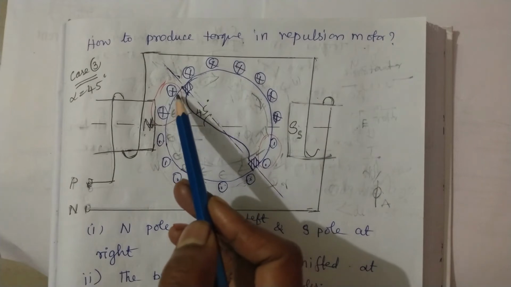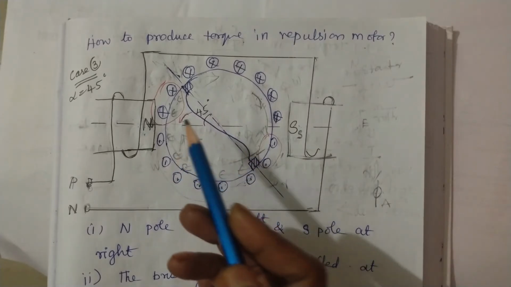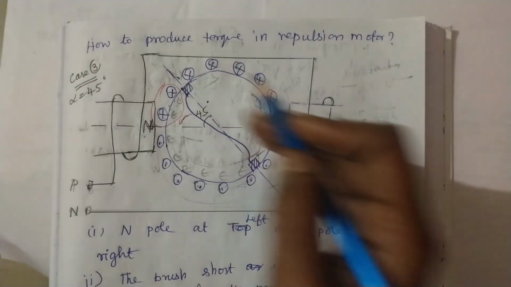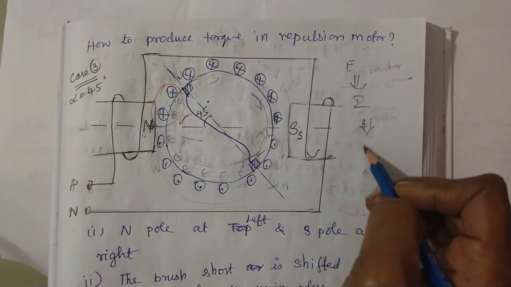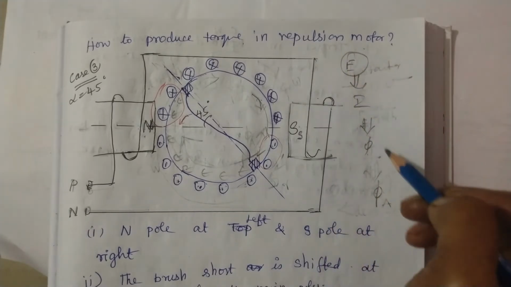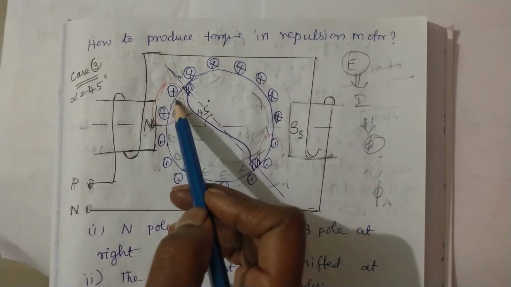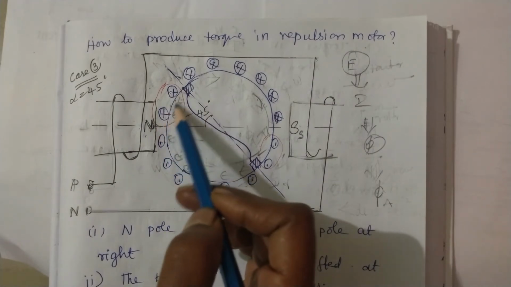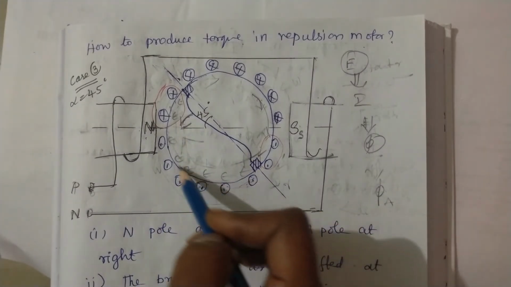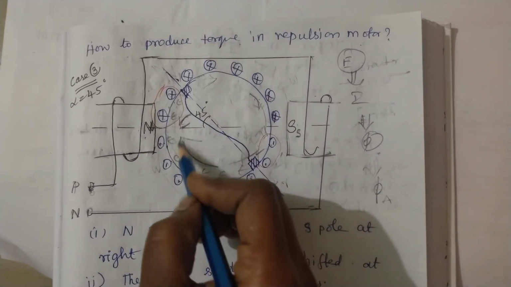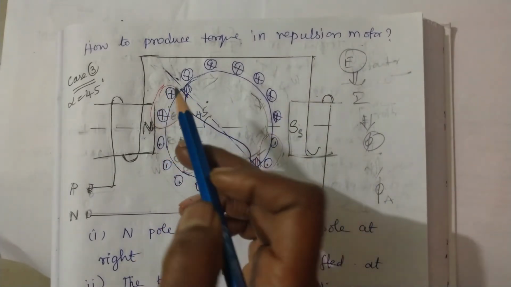Now that EMF will produce flux, and every EMF will produce flux, right? From the EMF we are getting current, and that current will cause flux. So by the EMF we are getting flux. So we are getting flux in the armature conductor side. Now that flux will try to move the crossed conductor towards the north pole, right? And this dotted conductor is also moving towards the north pole.